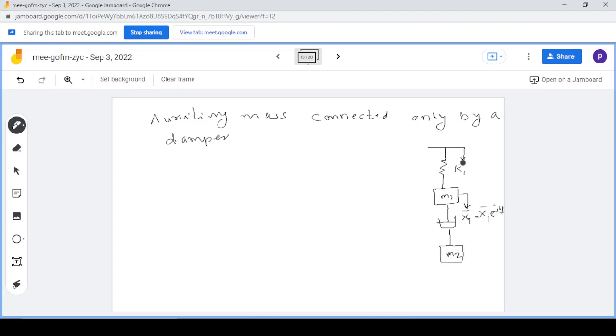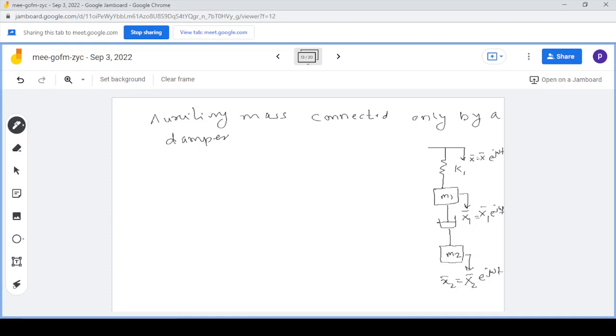right? And this x is the displacement, so we write it also in the form e raised to j omega t, right? Let us call this x2 is the displacement of the mass 2, so it is expressed like this. Okay.